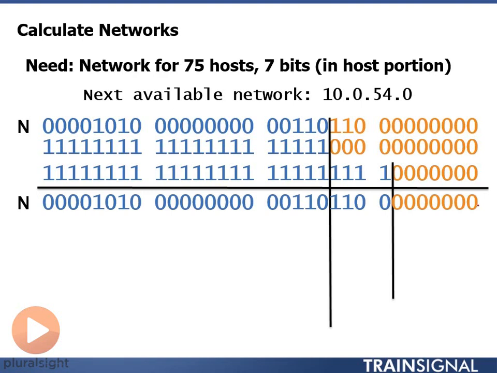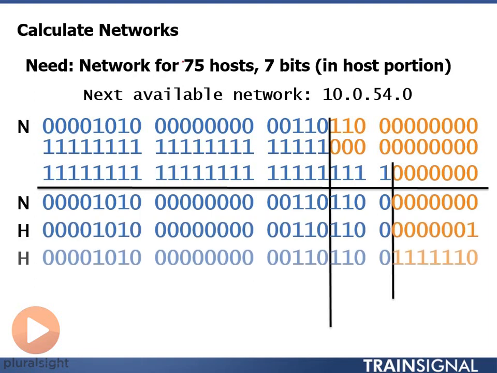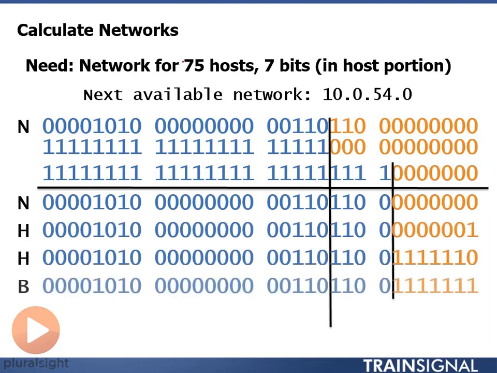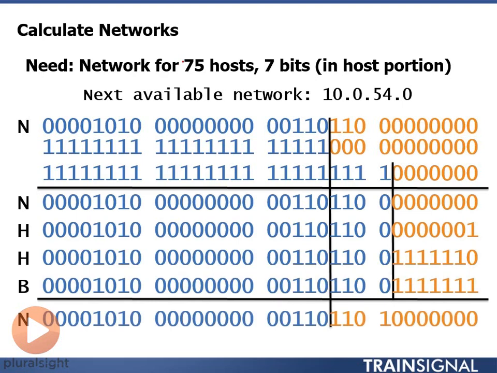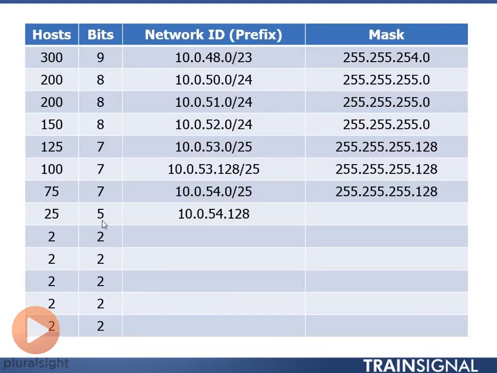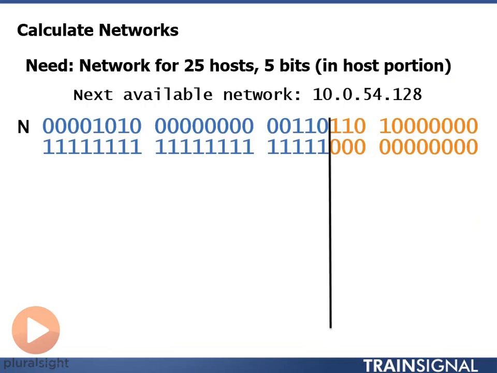10.0.54.0/25 becomes the network address for our 75 host network. We find our first host, our last host, the broadcast address, and then we can calculate the next available network. So then our next available network becomes 10.0.54.128. This time we only need 5 bits in our host portion. We need a network for 25 hosts, so we're going to put 5 bits in the host portion.